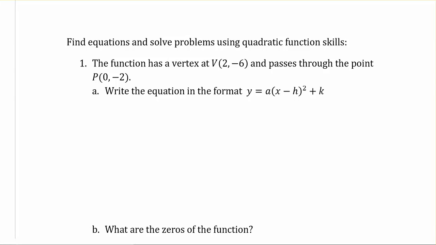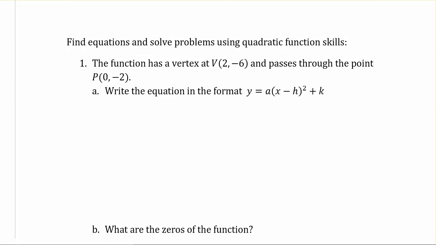Okay, so for this video, we are going to learn something new. This one says the function has a vertex at (2, -6) and passes through the point (0, -2). We can use those two bits of information to write the equation in this format, right?